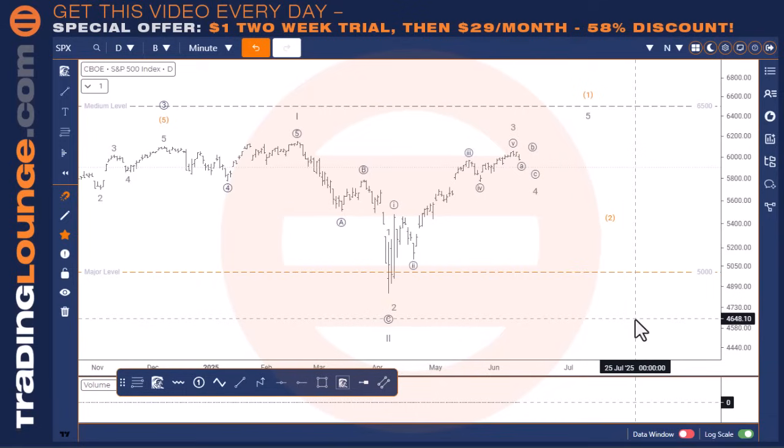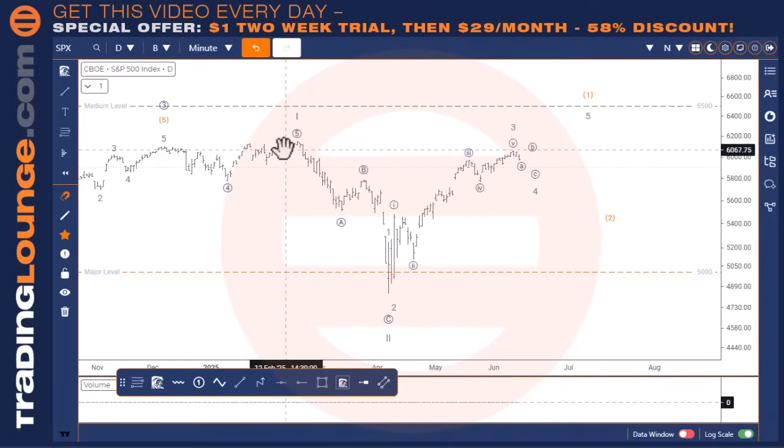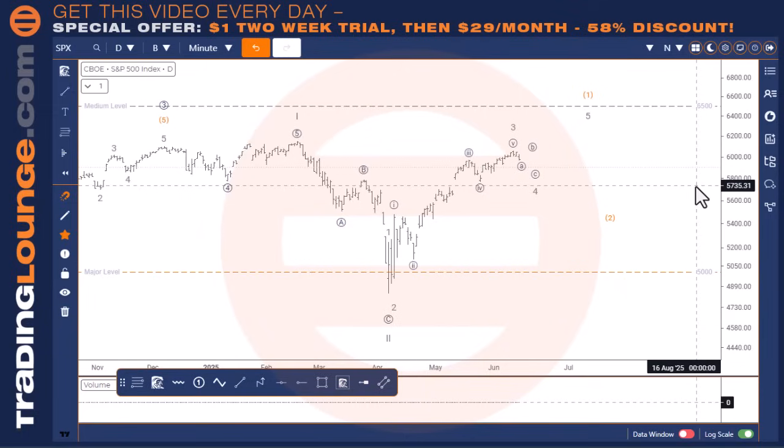SPX daily chart here. We understood that being at the 6,000 and being at the previous highs here, we were going to see selling supply come in at this point where we're seeing that there.